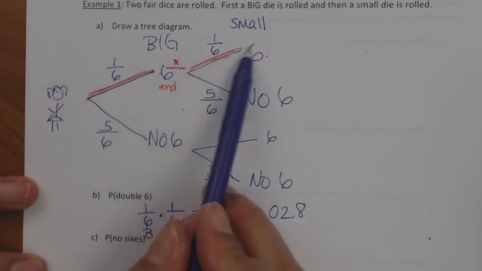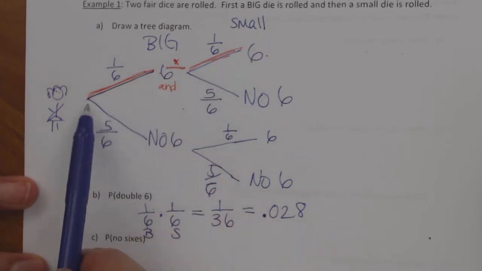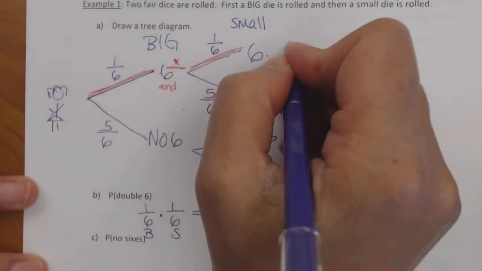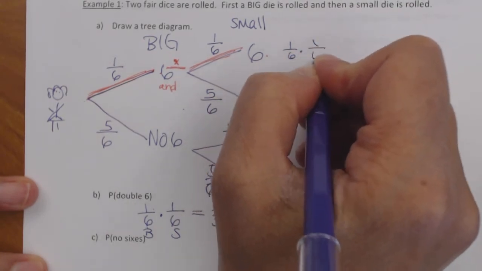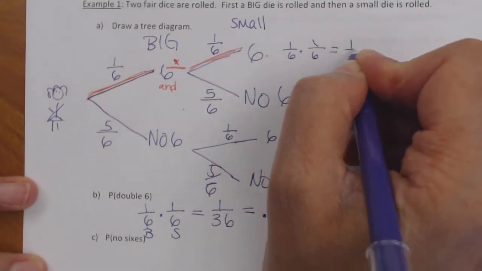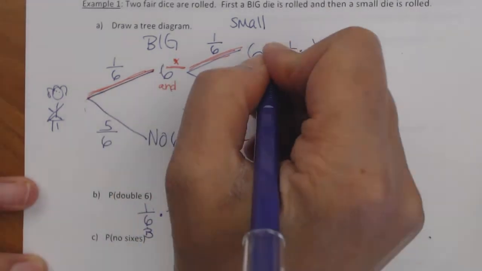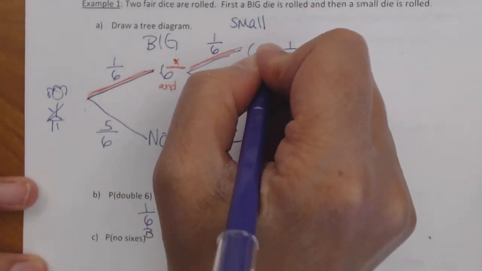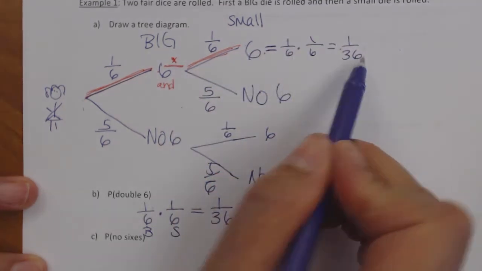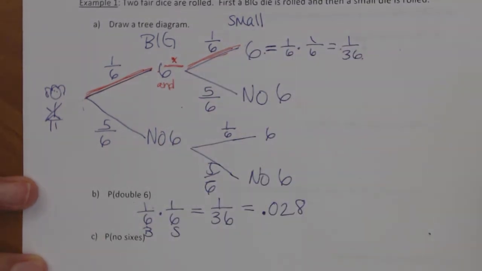We need a 6 on the big and a 6 on the small. We jumped from branch to branch, and when you do that, this is going to be 1 out of 6 times 1 out of 6, which is 1 out of 36. So that's this pathway right here. Some people may want to make their pathways already and start with the multiplication. You can do that as well.